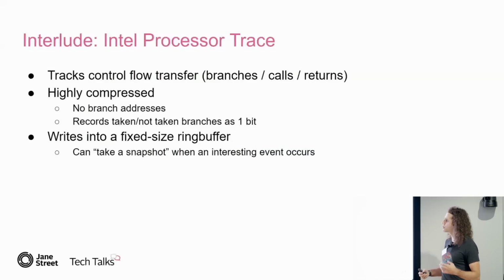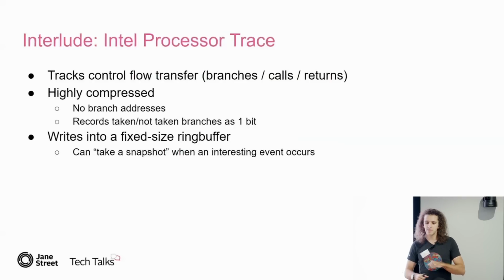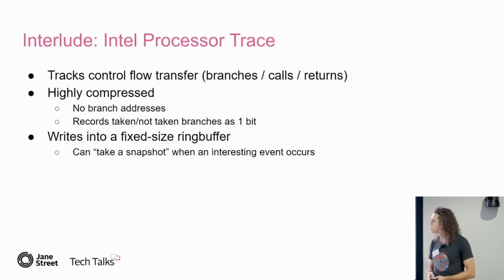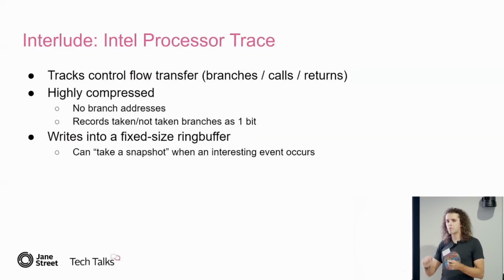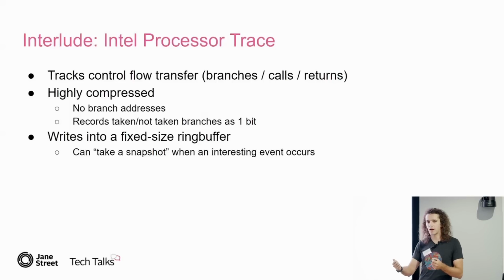What Intel Processor Trace does is it tracks control flow transfers, that's branches, calls, and returns, that your program takes in a very compressed format. You can imagine that if every time you branched, you had to write down a 64-bit instruction pointer, you're just going to run out of memory bandwidth on any contemporary system. So instead, it compresses taken and not taken branches as a single bit, whether that branch was taken or not.